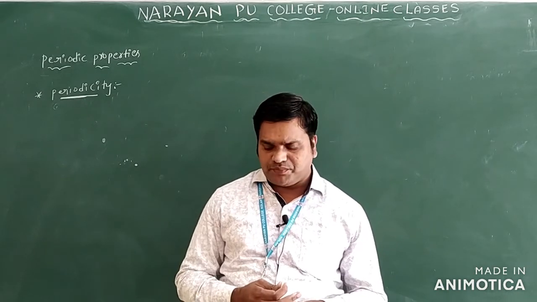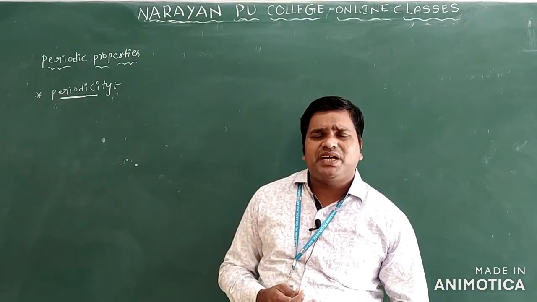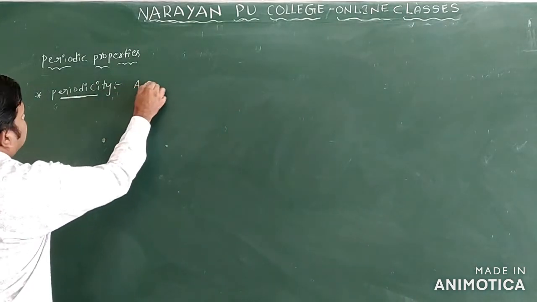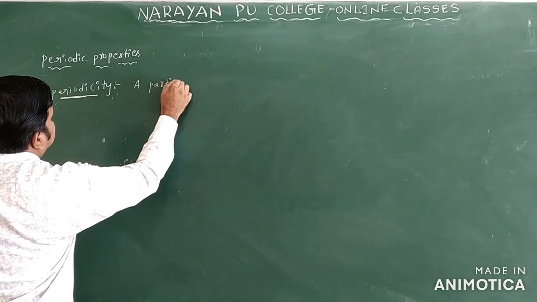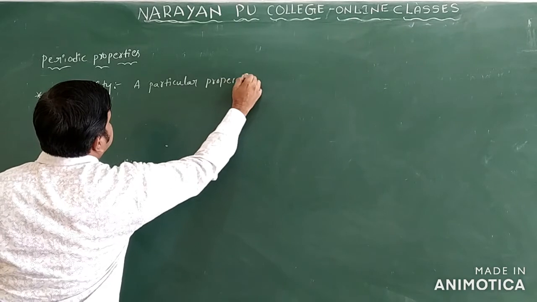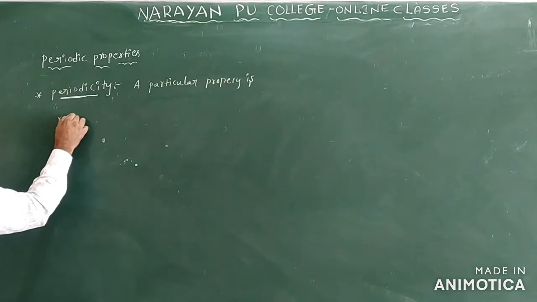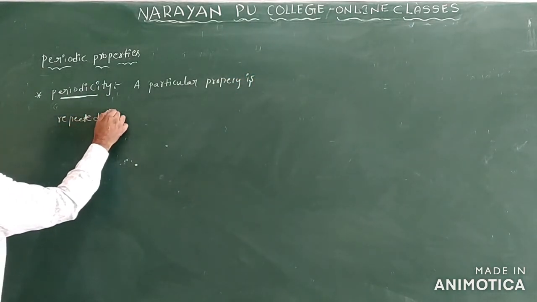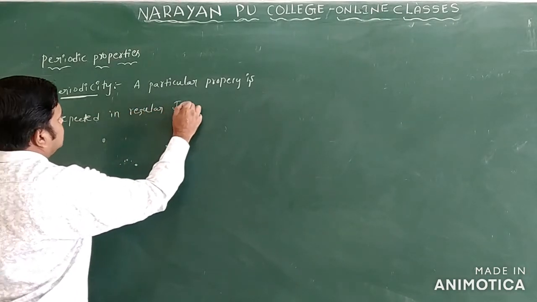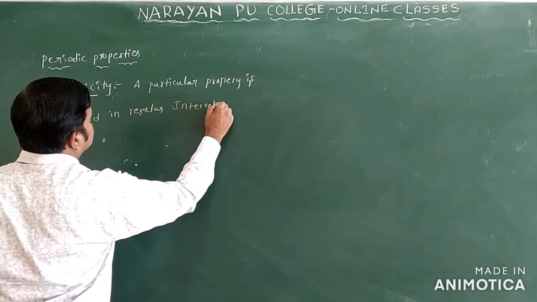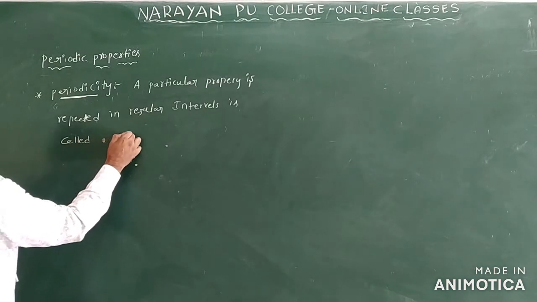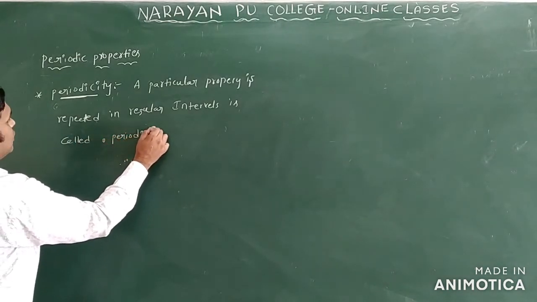These are what we call periodic properties. A particular property repeated at regular intervals is called periodicity.